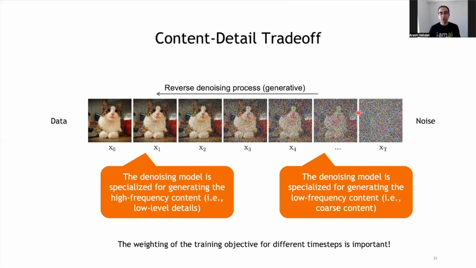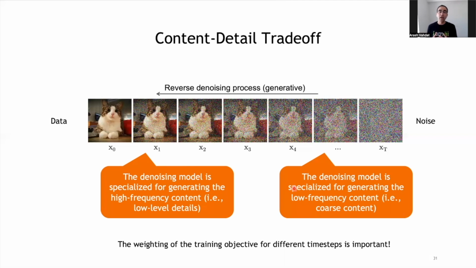So you can think of it this way: when you're training a generative model, the reverse denoising model, for large t's, your denoising model is becoming specialized at generating low frequency content of the image. So it's mostly the coarse content of the image that is being generated at large t's. At small t's, your denoising model is becoming specialized in generating the high frequency content of the image. So most of the low level details are generated at small t's, basically.